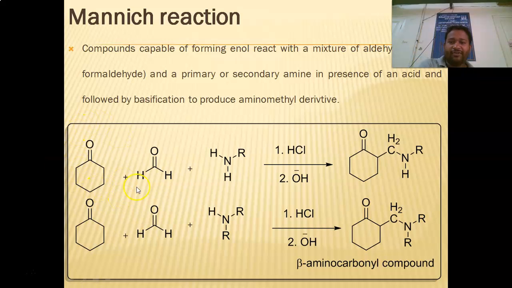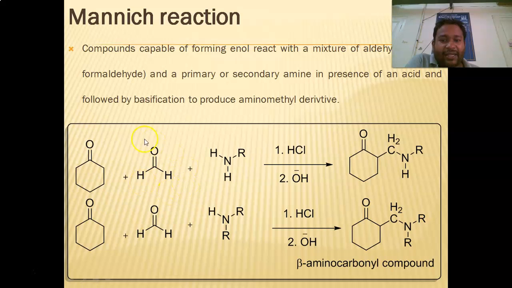Here I have taken cyclohexanone. Adjacent carbons are said to be alpha carbons. Both are chemically equivalent carbons, so this has two active methylene groups. These carbons' hydrogens are more acidic in nature, and it easily undergoes protonation and condensation.